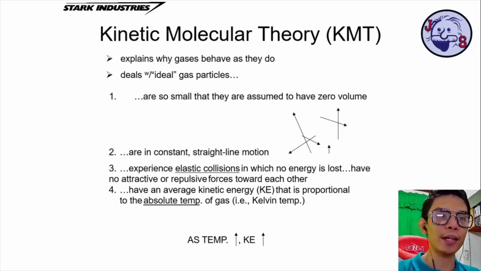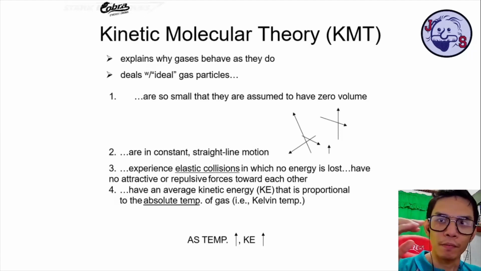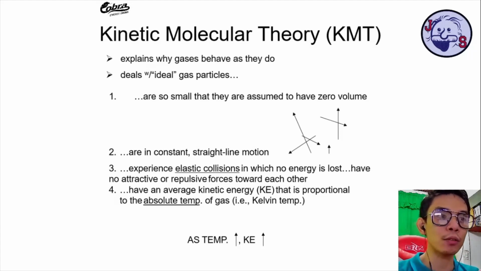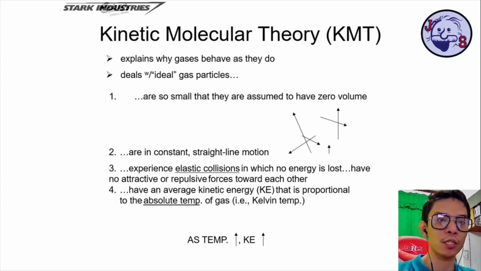And the fourth and final parameter of this kinetic molecular theory is that gases have an average kinetic energy that is proportional to their absolute temperature. Now, when we talk about absolute temperature, it is not in degrees Celsius, it is not in degrees Fahrenheit. It is in Kelvin. It is always measured in Kelvin.